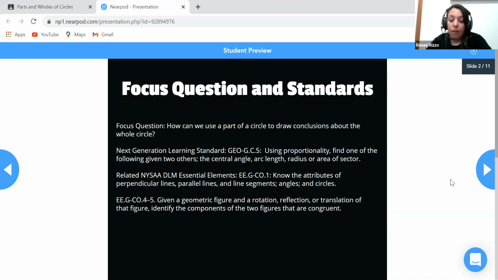Related NYC DLM essential elements: Know the attributes of perpendicular lines, parallel lines, and line segments, angles, and circles. Given a geometric figure and a rotation, reflection, or translation of that figure, identify the components of the two figures that are congruent.